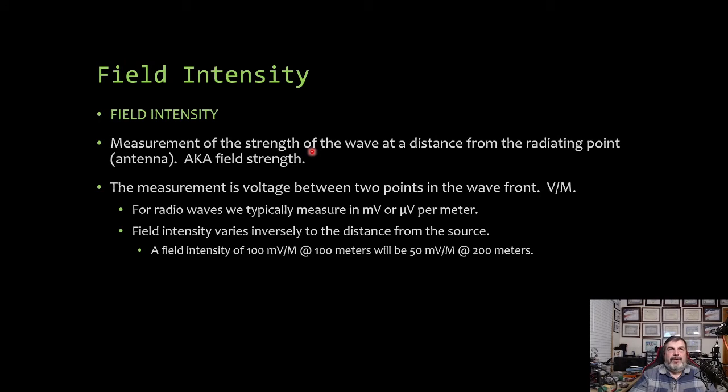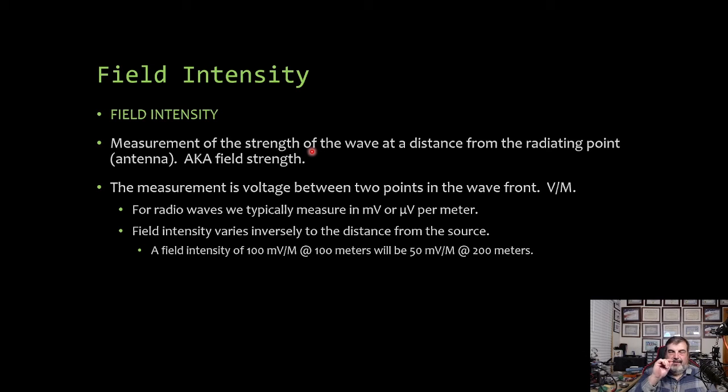Okay, field intensity. It's a measurement of the strength of the wave at a distance from the radiating point or the antenna. So when we go downfield from the antenna, this wave's propagating. We want to know how strong that wave is. That's its field intensity. And it's measured in voltages between two points on the wavefront. For radio waves, typically, we're talking about millivolts and microvolts of field intensity, not full volts, okay?